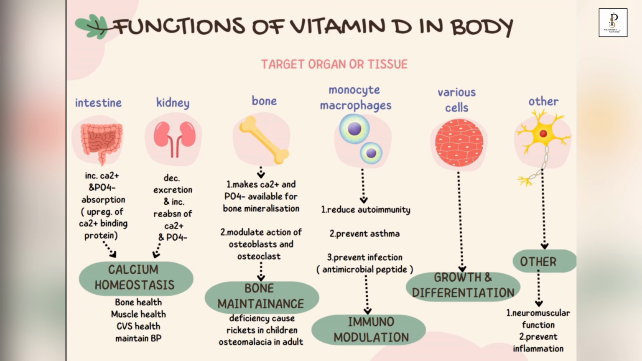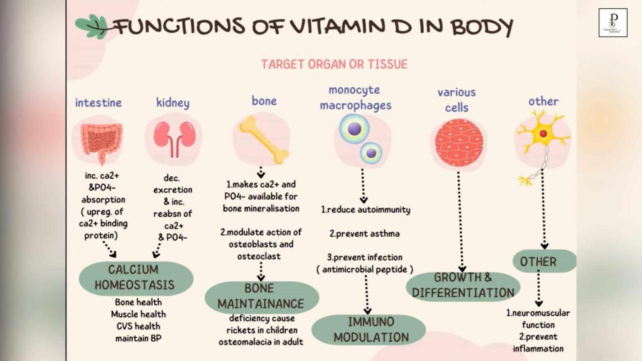What are the functions of vitamin D in the body? First is calcium homeostasis, or maintaining calcium level in the serum and organs. Second is bone maintenance, maintaining the structure of the bone and its formation and remodeling. Third is immunomodulation, or modulating the immune system of the body. Fourth is growth and differentiation. And fifth is other functions.